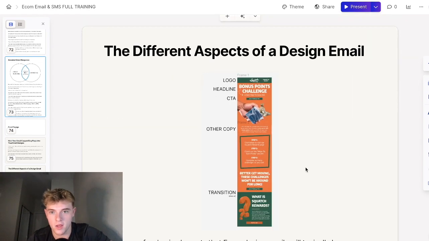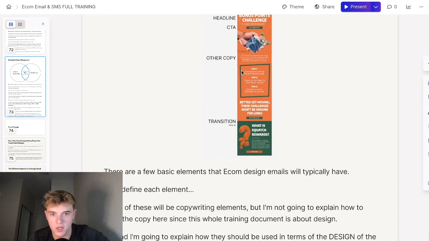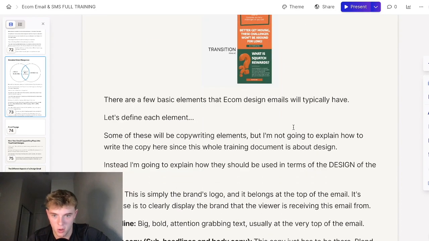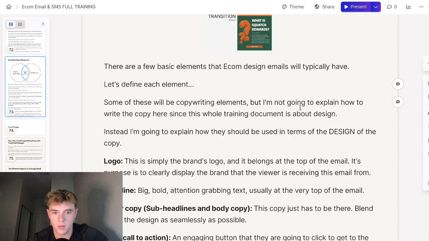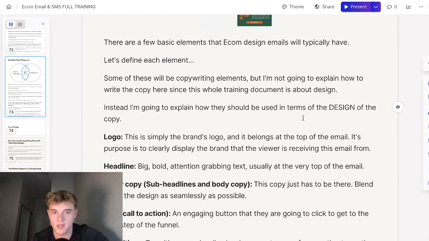So we're going to get started with the different aspects of a designed email. You can see this is a Dr. Squatch email broken down by section, or just aspects of it. There are a few basic elements that ecom designs will typically have. We're going to define each element in this section. Some of these are going to be copy elements, but I'm not going to explain how to write the copy since this whole part of the document is on design. Instead, I'm just going to explain how they should be used in terms of the design of the copy.